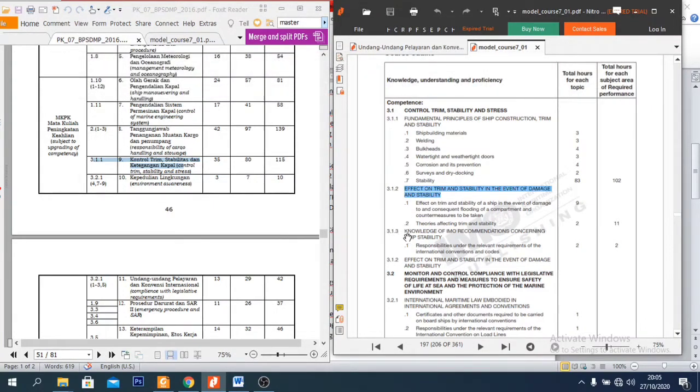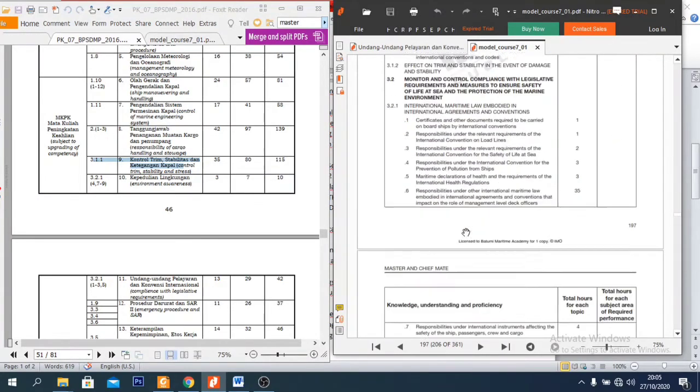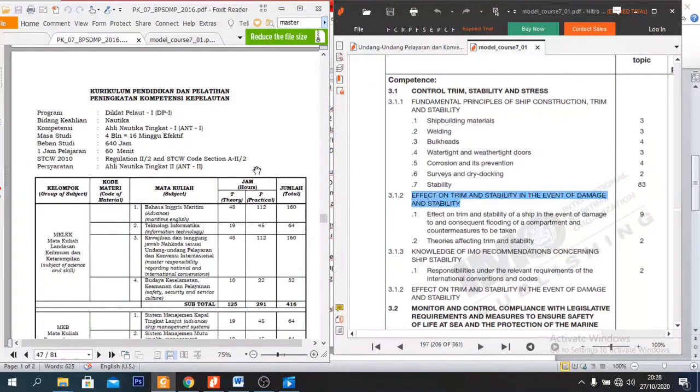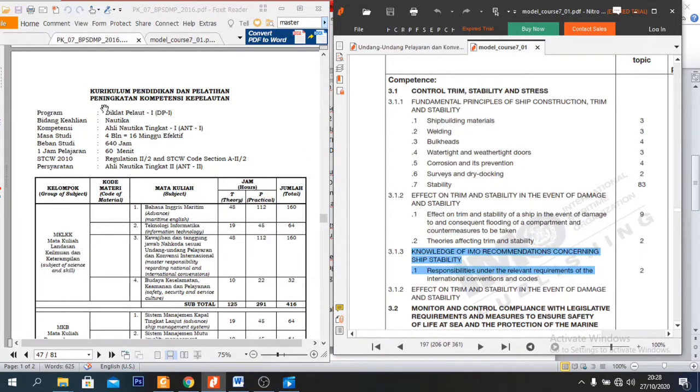Pertanyaan selanjutnya kemudian adalah, kenapa kedua materi tersebut tidak dicantumkan ke dalam kurikulum diklat peningkatan ANT2? Apakah oleh kurikulum PK 07 BPSDM 2016 kedua materi itu disisipkan ke dalam kurikulum diklat peningkatan ANT1? Saya cek pun di kurikulum untuk diklat peningkatan ANT1, materi itu tidak ada.